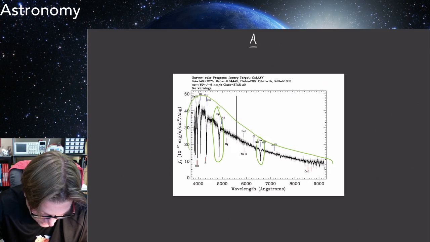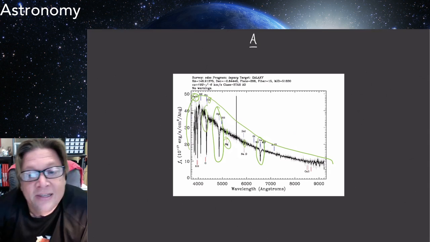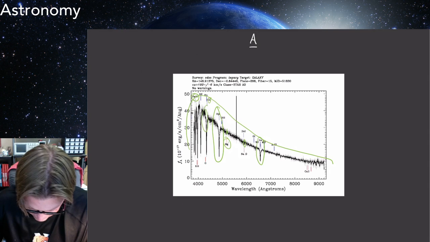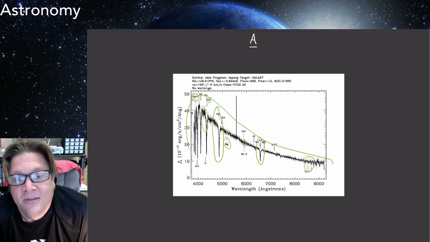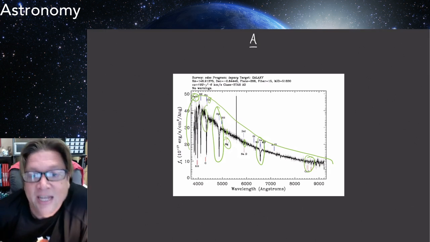Here's a line from oxygen. Here's a line from neon. You can see some of these. Here's magnesium, although that's hard to see. Sodium is right in here. So you can see lots of different elements. We can start to see absorption lines, here's some calcium over here. So we can tell that all these elements are present in the star. Okay, so that's type A.